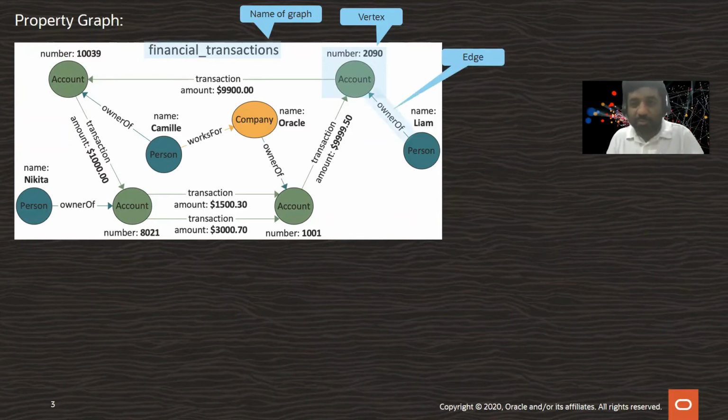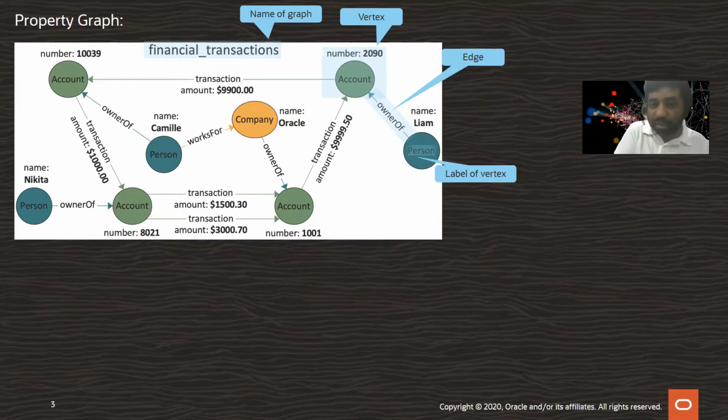Now we have the edge, which is basically the connection or the relation or the transaction between the two different vertices. In this case, we can see that Liam has owned that account 2090. So owner of becomes the edge and the relation between that particular account and the person. Label of the vertex, obviously person. In case of company, company is the label of vertex, which is coming with the name Oracle. Or account, the label of the vertex will be 2090 or 1001 or an 8021 or a 10039.